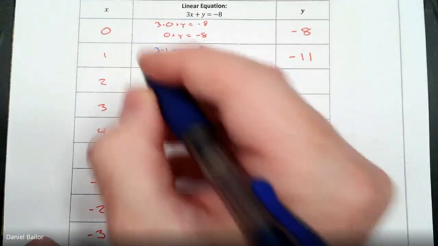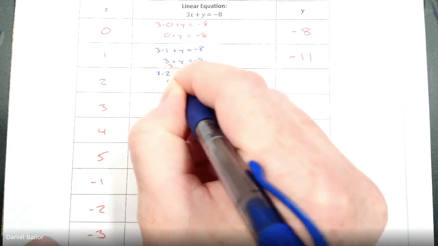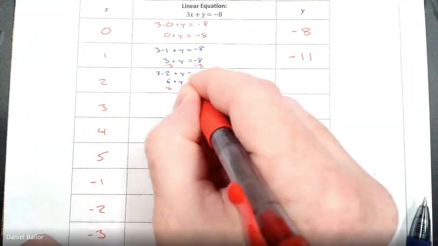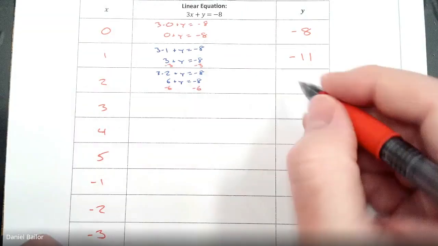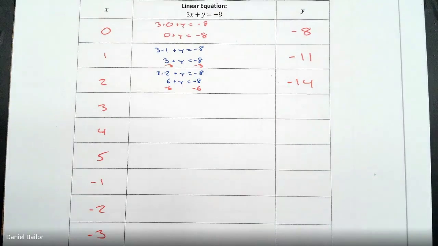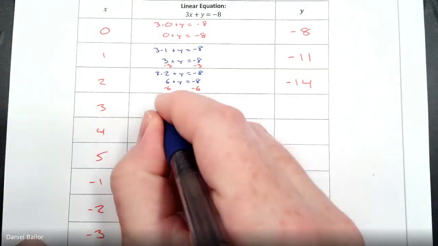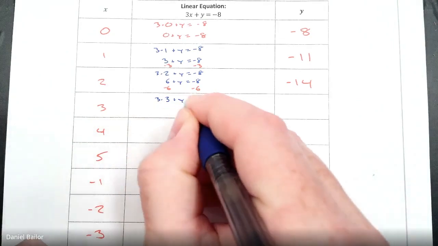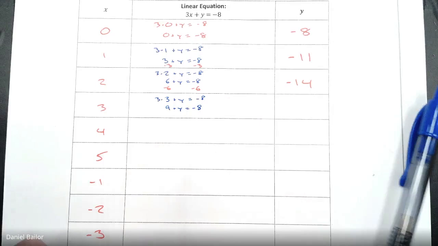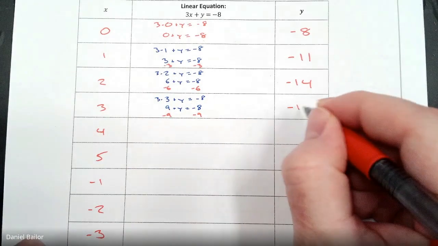For x is 2, we get 3 times 2 plus y equals -8. That's 6 plus y equals -8. Take 6 from both sides, subtraction property of equality. When x is 2, y is going to be -14. For x is 3, we get 3 times 3 plus y equals -8. That's 9 plus y equals -8. This time we take 9 away from both sides and we get -17.